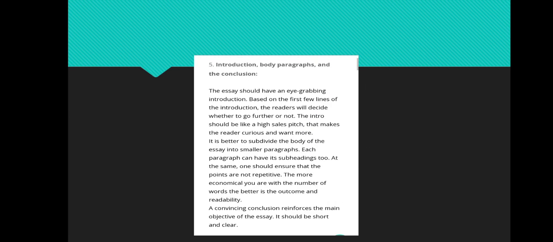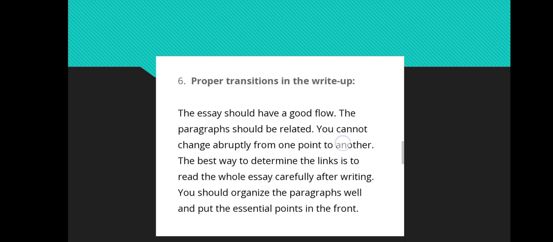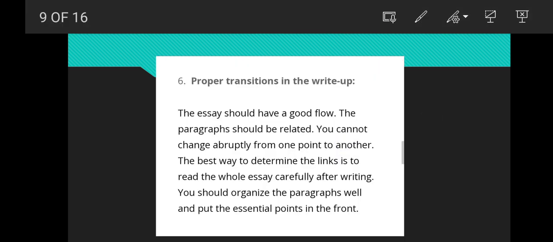Next, the 6th point: proper transitions in the write-up. There should be proper transitions in the write-up. What does it mean? There should be a flow.